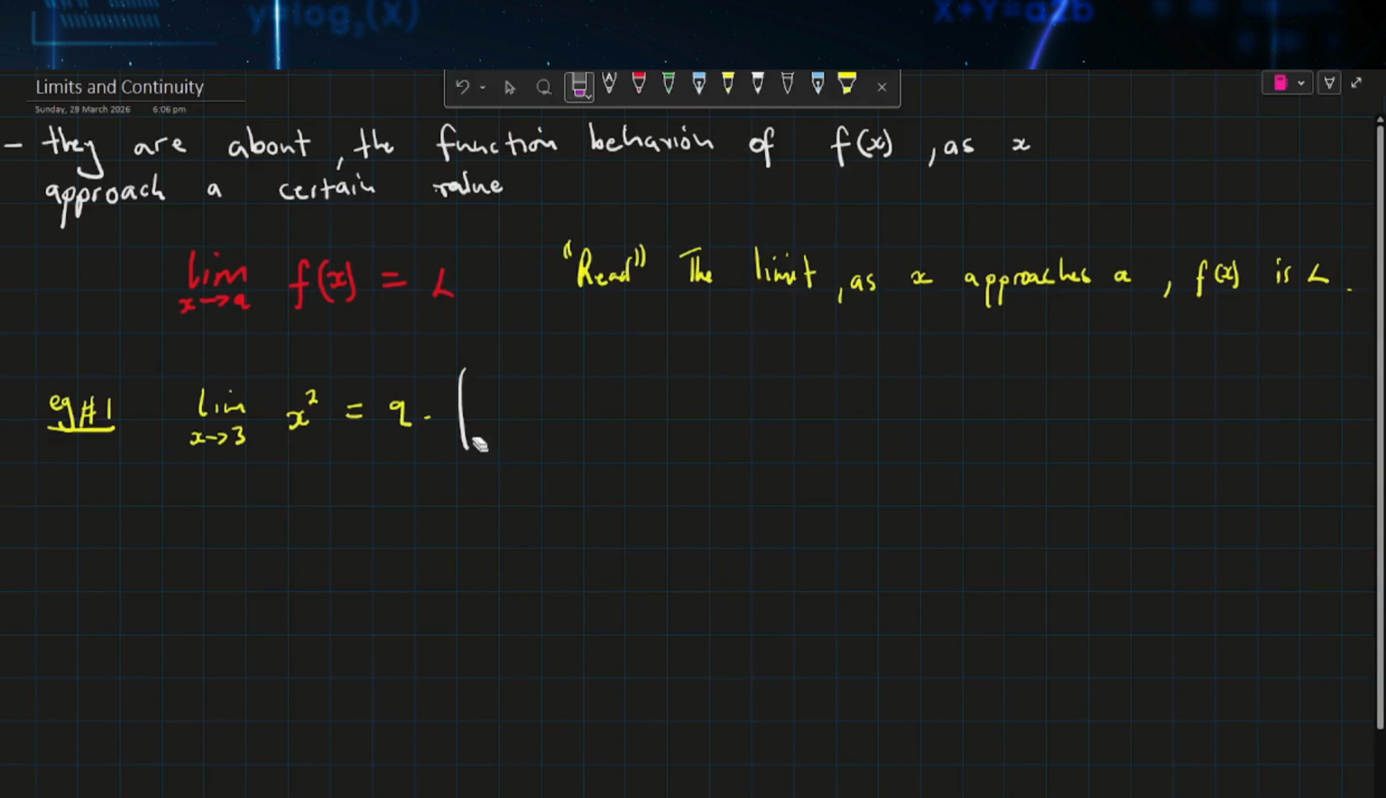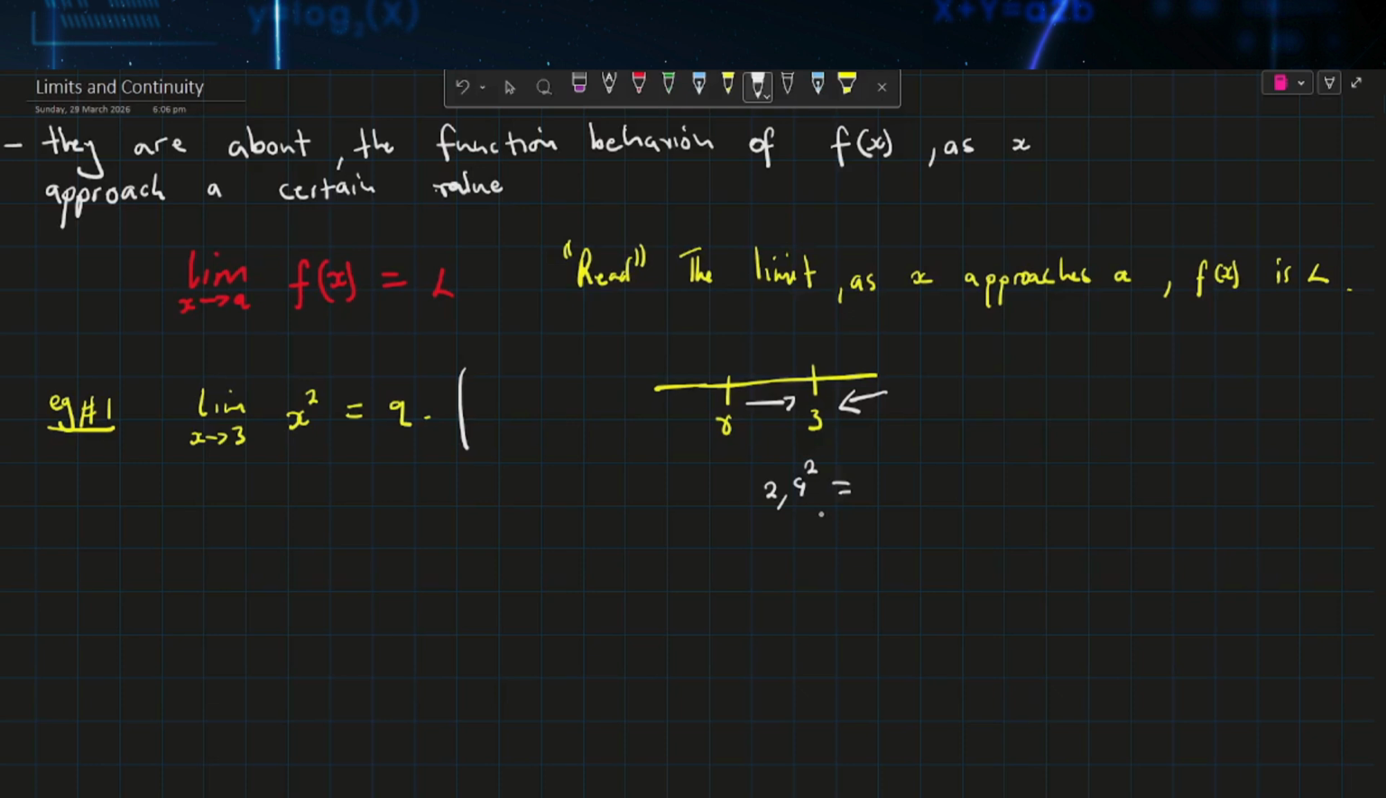How does that work? I'm going to give a number line where we have 3 and 0 here. We approach x from two different directions: from the positive direction, the right side, or from the left side. From the left side, we can approach 3 with, let's say, 2.9. So what value do we get if we square 2.9?